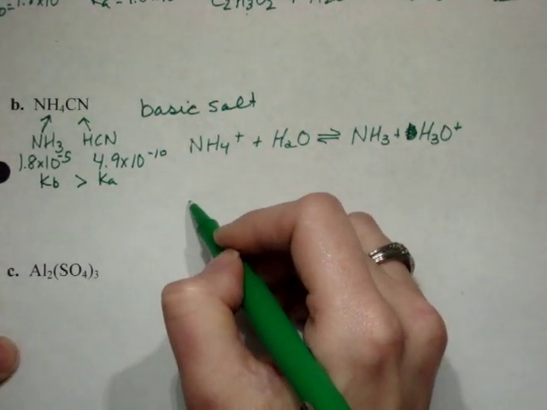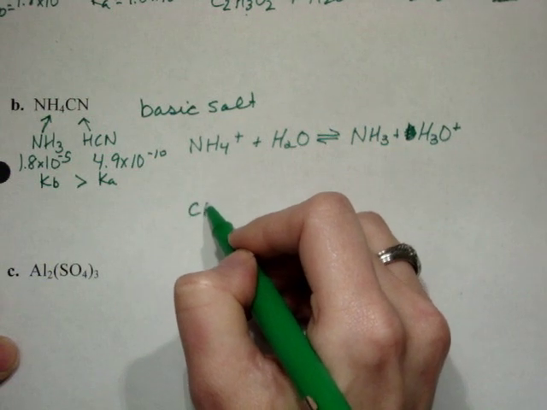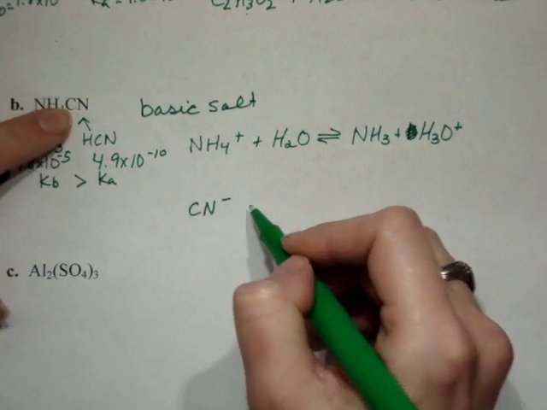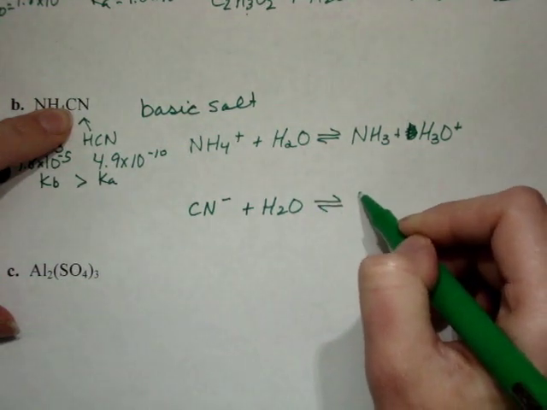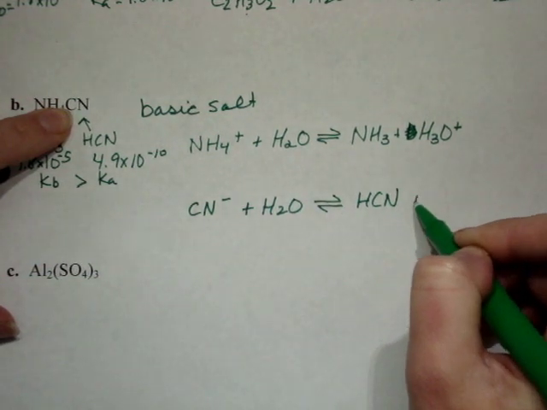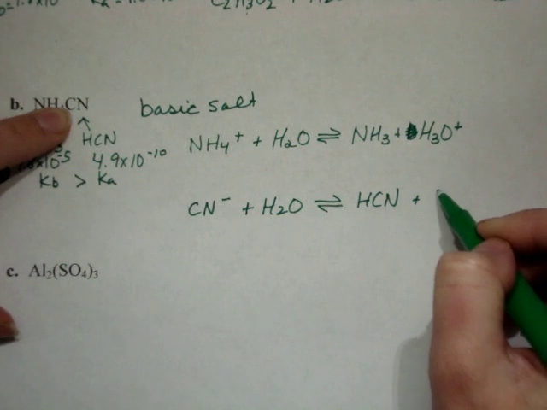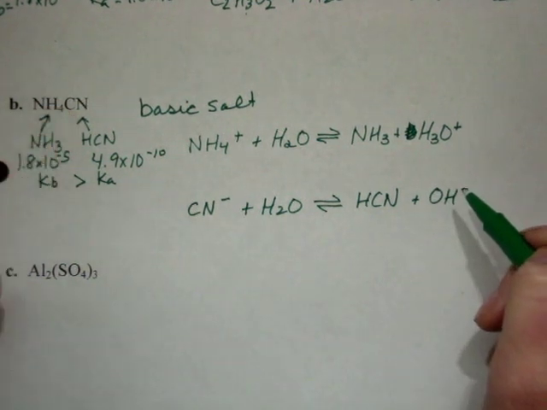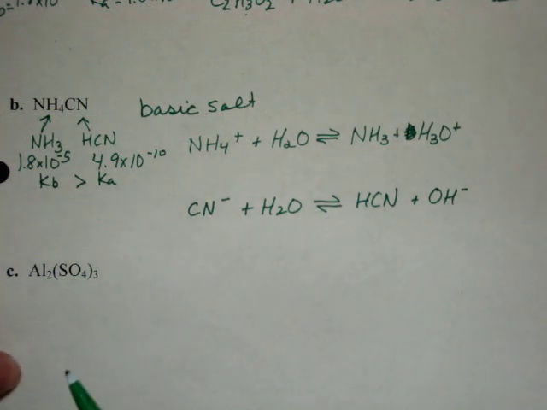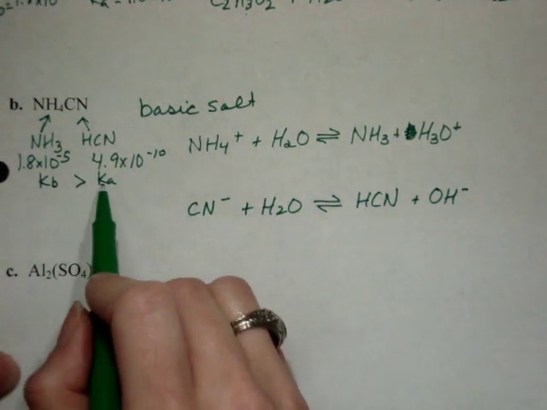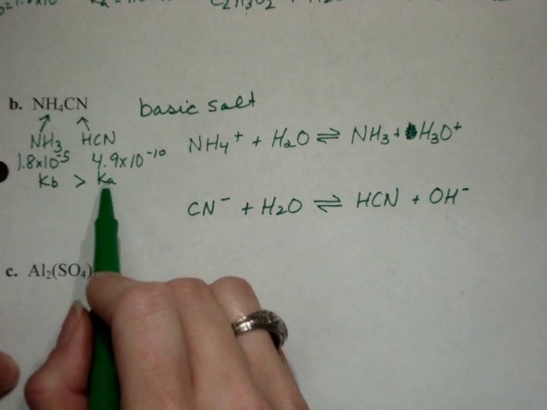We also have the cyanide ion, because again we're using the salt. Want to neutralize that charge, so we get HCN and OH minus. Alrighty, so now if we look at these values, here's where you have to really think hard.